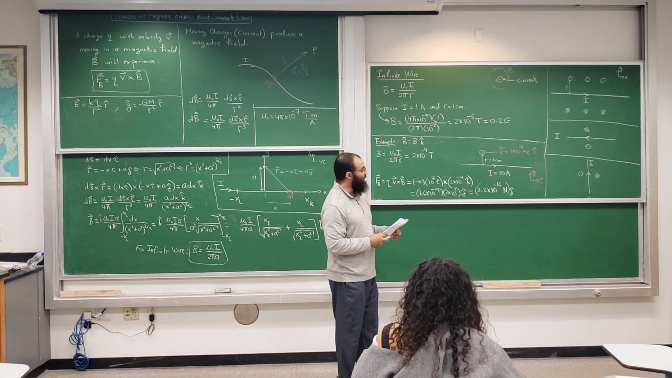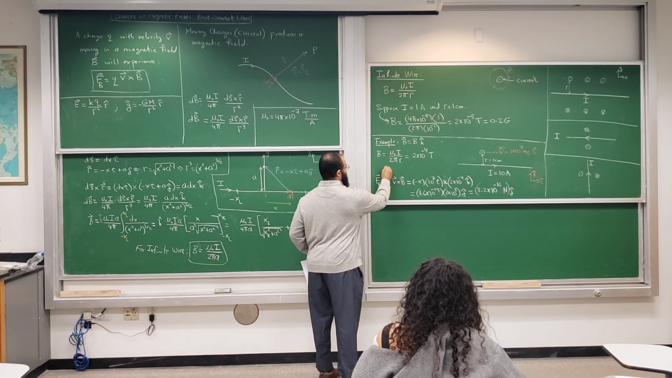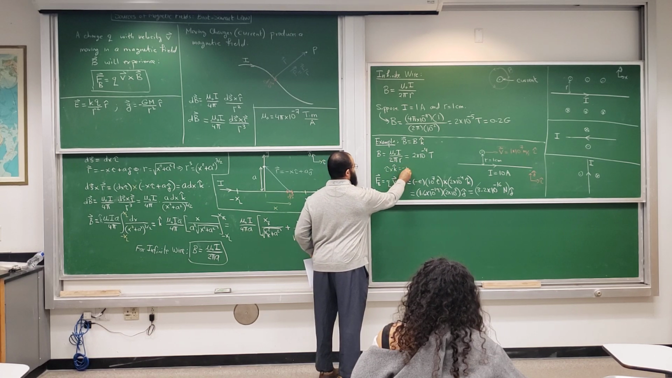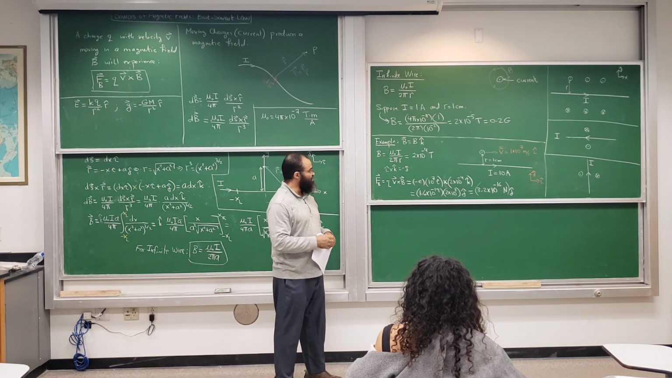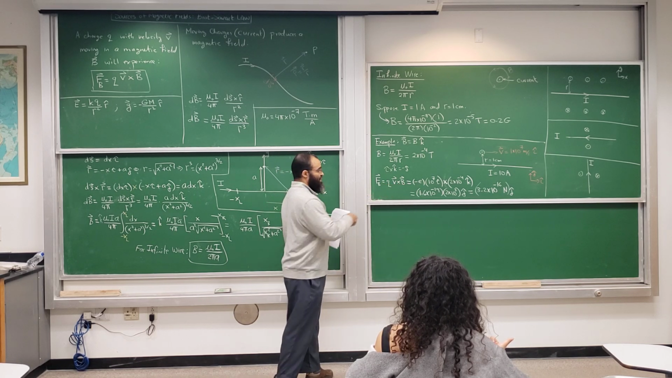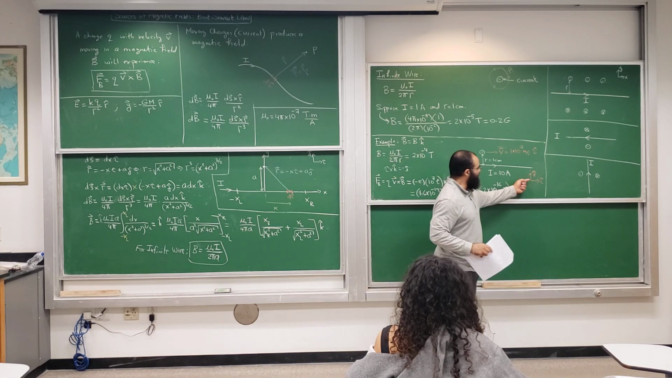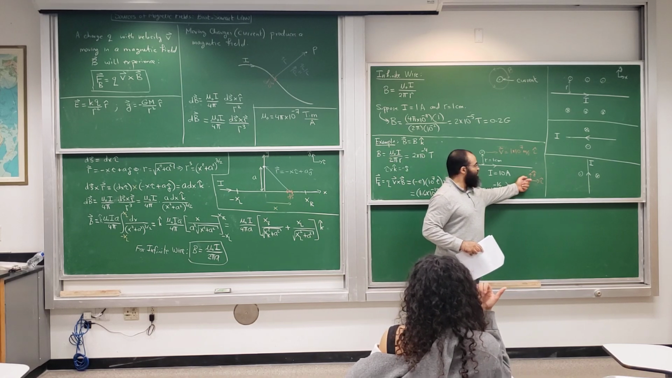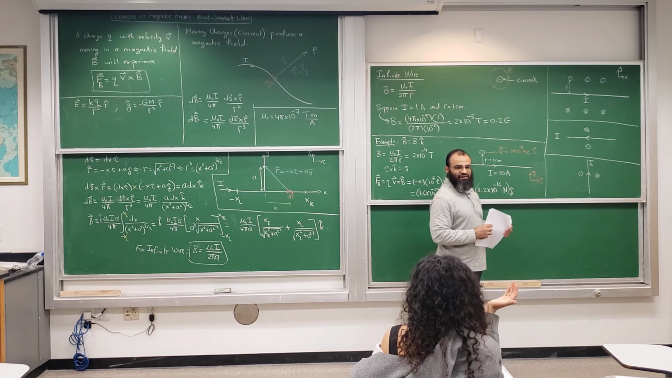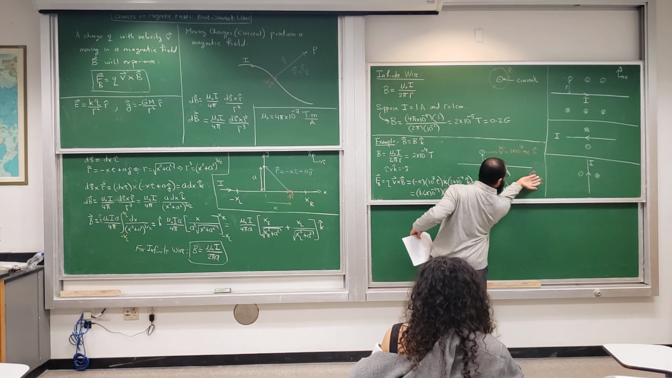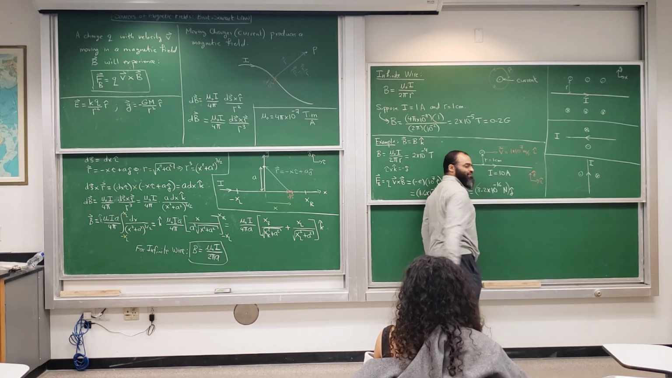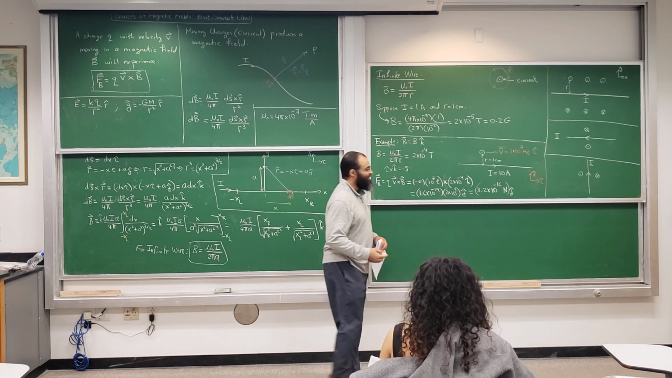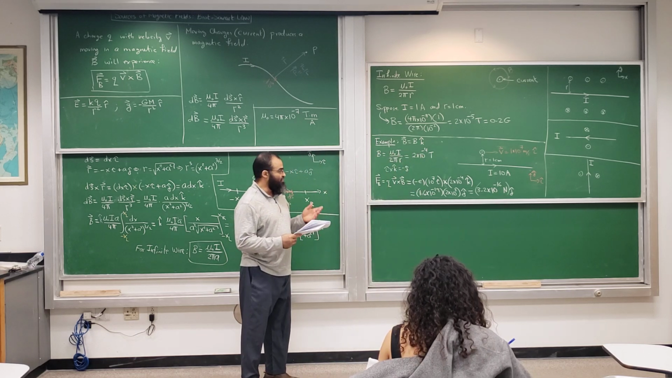Why is it there? It's just i hat cross k hat is equal to minus j. You can use the cross product, I mean, you can use the right-hand rule. So in what direction is i hat? That way. Where is k hat? k hat is coming out. So you need to curl your fingers from the i hat to the k hat. So that's that. All right.